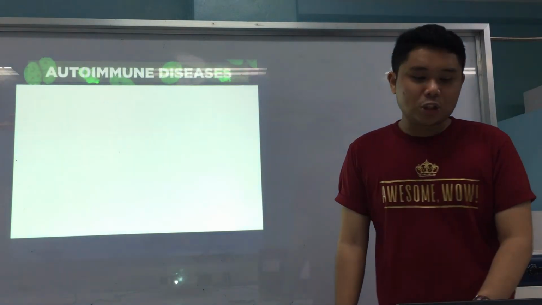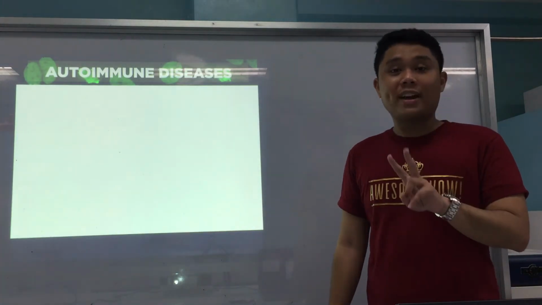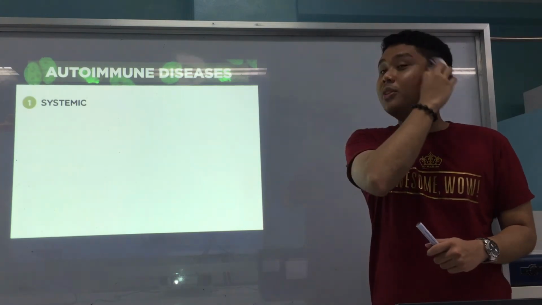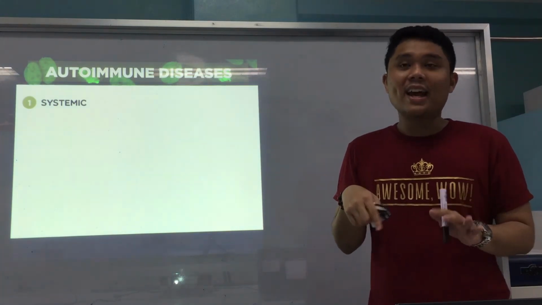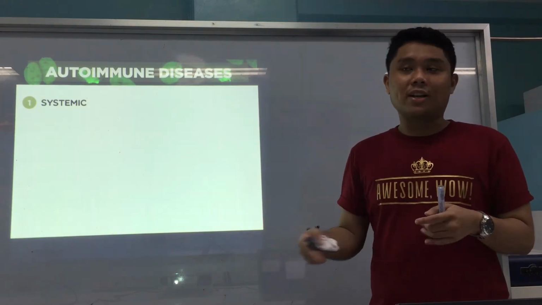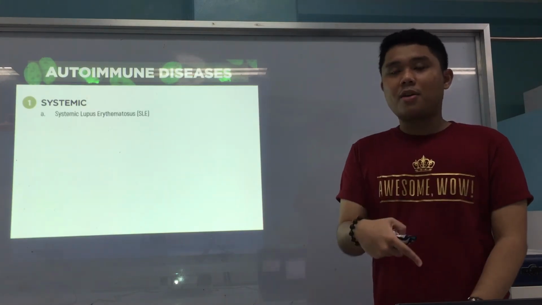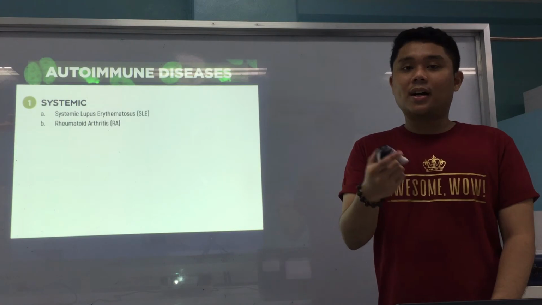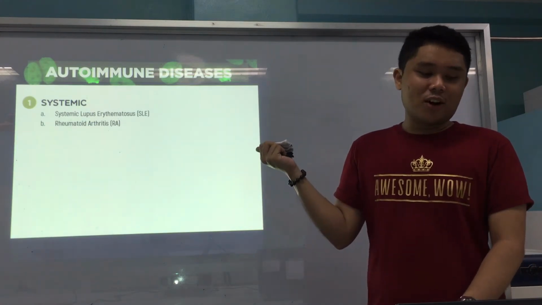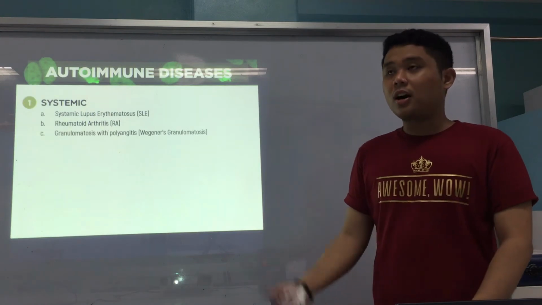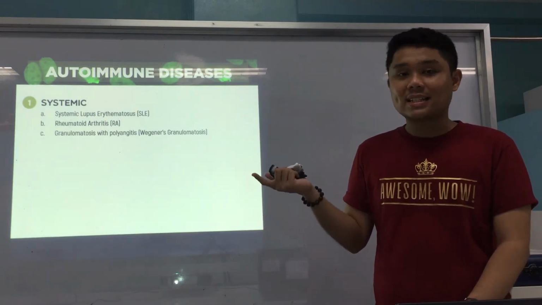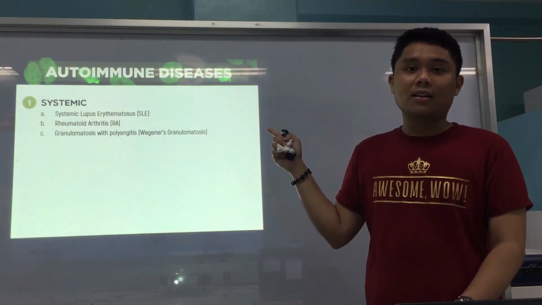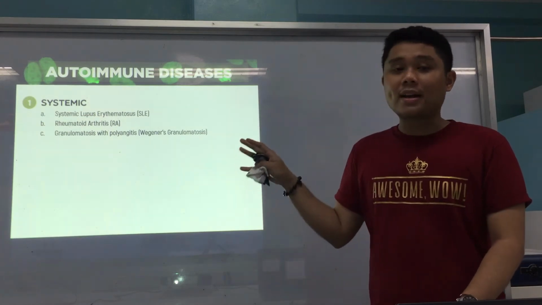Alright, now we go into your autoimmune diseases. Your autoimmune diseases are classified into two major categories or major groups. The first one is your systemic. When you say systemic, these are autoimmune diseases that affect the whole body, okay? So they affect all organs, multi-organ, right? A very good example is of course the very popular SLE, systemic lupus erythematosus. The second one is our previous lecture, which is on rheumatoid arthritis. And lastly is granulomatosis with polyangiitis, or your Wegener's granulomatosis. I'm sure you're familiar with that. This has been introduced in your AUBF, right? Alright. So these are systemic disorders.